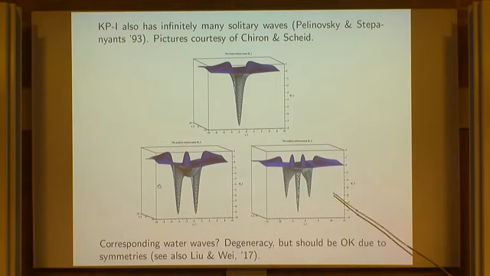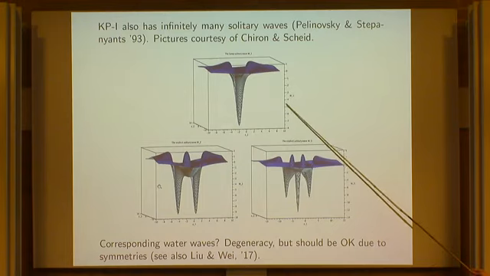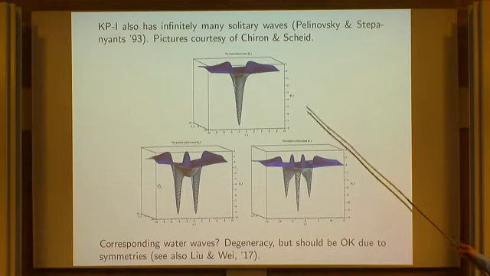The investigation of the kernel here by Chiron and Scheik is numerical, but there is also an analytical study by Liu and Wei for the ground state solution using integrable systems methods. And they claim that this is non-degenerate.